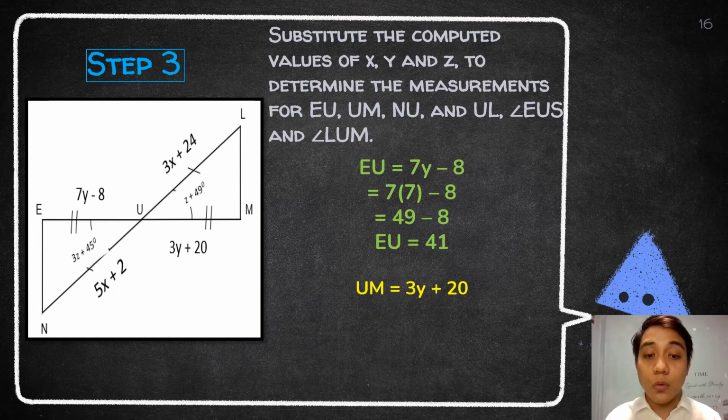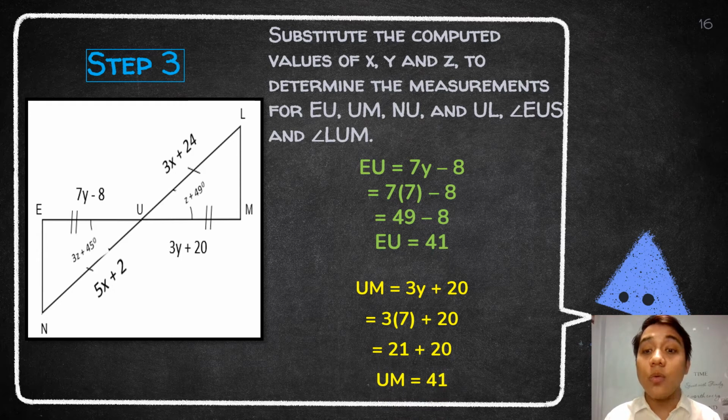EU is congruent to UM, and UM is equal to 3y plus 20. Since the computed value of y is 7, substitute this for all y's in the given equation. So, we will have 3 times 7 plus 20. 3 times 7 is 21. Adding 20, we will have the value for UM, which is equal to 41.